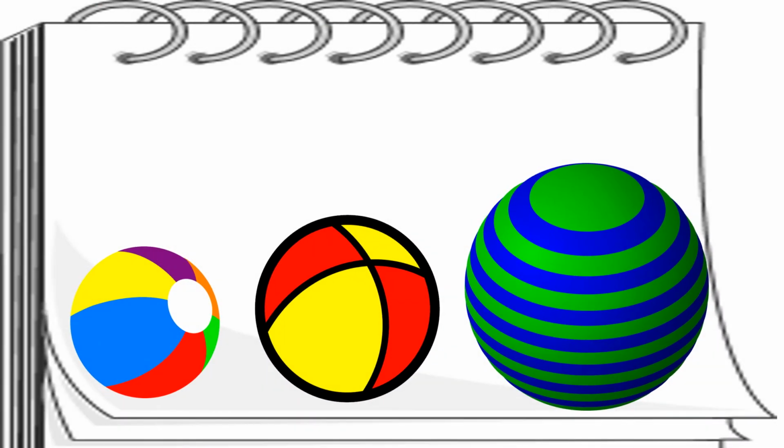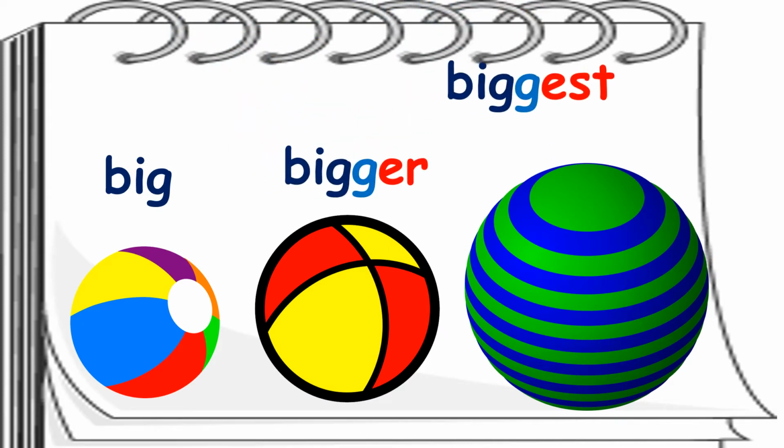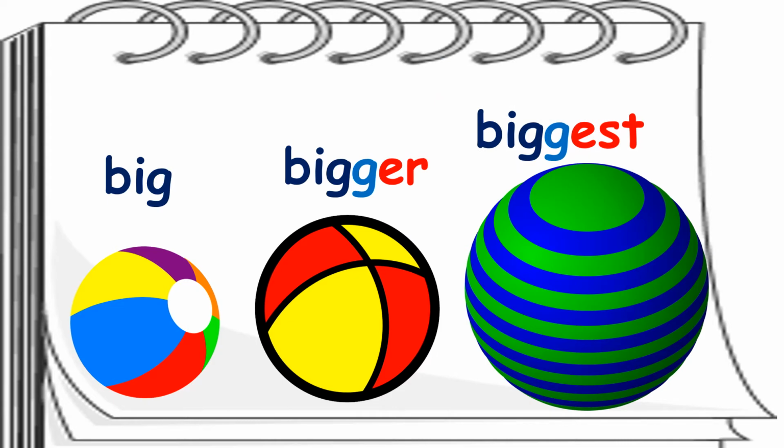Here we have three balls. So we are going to compare the three balls. The first ball is big. The second ball is bigger. And the third ball is the biggest. So you see, we added er when we're comparing two balls and est when we had to compare the three balls. But what did we do this time?